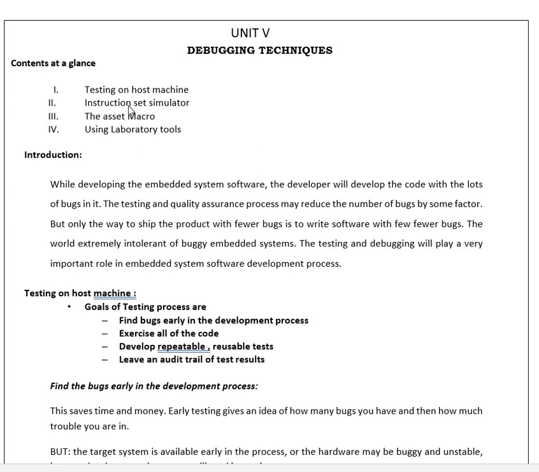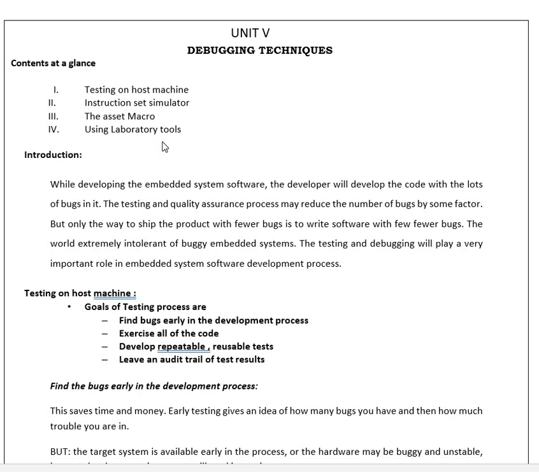So we shall first discuss what is testing on host machine. While developing any embedded system software, the developer will develop the code with lots of bugs in it. The testing and quality assurance process may reduce the number of bugs by some factor. But the only way to ship the product with fewer bugs is to write software with fewer bugs. The world is extremely intolerant of buggy embedded systems. Testing and debugging play a very important role in the embedded software development process.